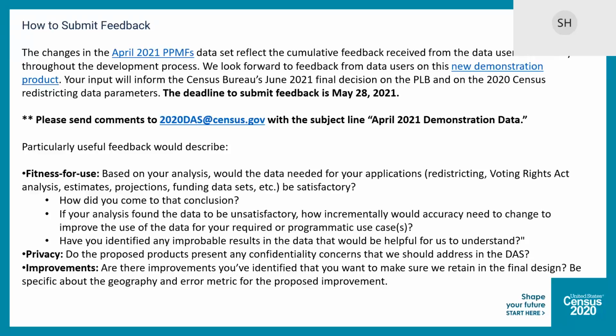We'd also love feedback on the privacy side of the question. Did the proposed products present any confidentiality concerns that you want to make sure that we're addressing in the DAS? And finally, really feedback about improvements. Are there improvements that you've identified in how the algorithm is performing that you want to make sure that we retain in that final decision making? Particularly, like if there are types of geographies, error metrics where you're seeing significant improvement, you want to make sure that that doesn't get lost in the final decision making. We want to hear about that too.